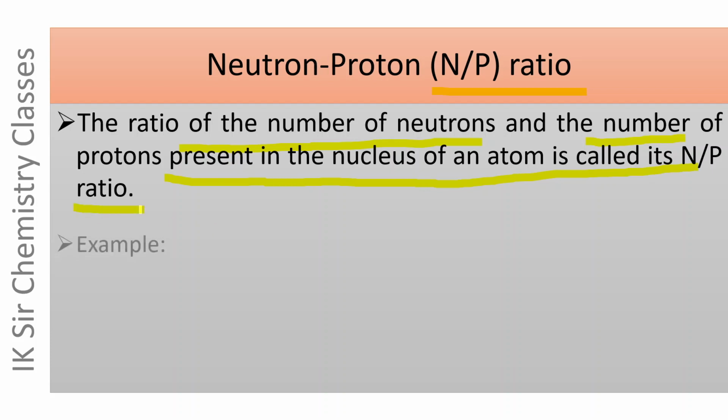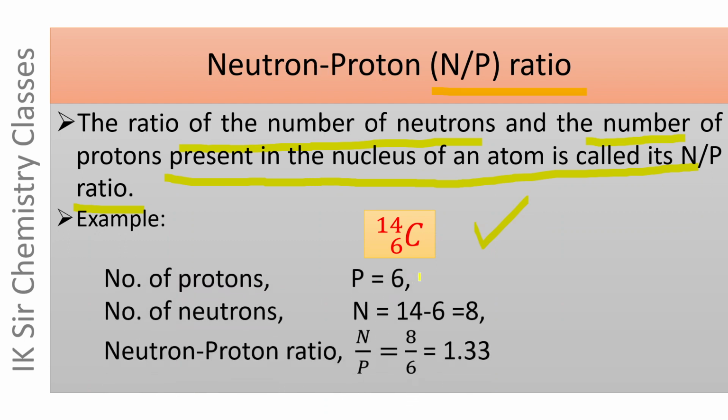Let us illustrate it taking the example of the C14 isotope of carbon. It contains 6 protons, and 14 minus 6, that is 8 neutrons, and therefore its N by P ratio will be 8 by 6, that is 1.33.